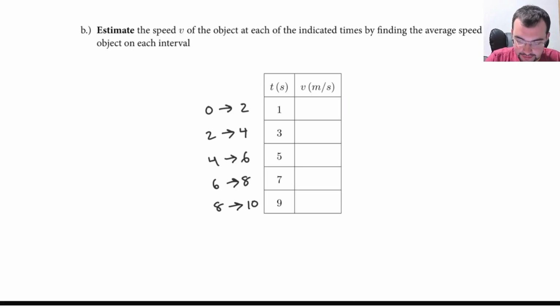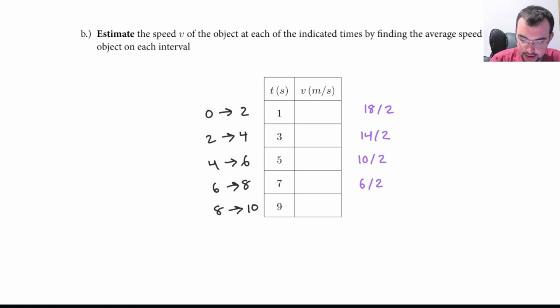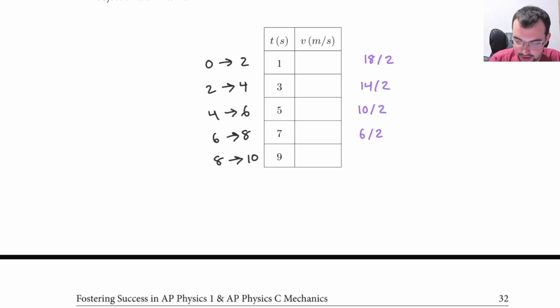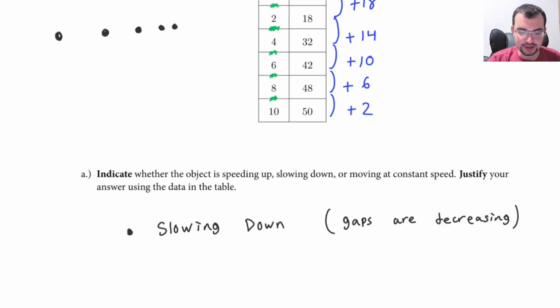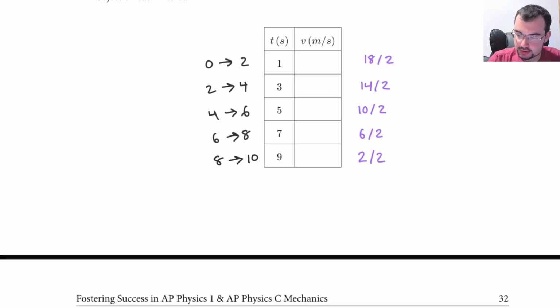So let's see. On my first 2 second interval, I went 18 meters, so this is 18 over 2. My second interval, I went 14, then I went 10, then I went 6, and then I went 2. Again, I'm dividing all the gap lengths by 2 because it was 2 seconds per gap. You went 18 meters in 2 seconds, so you get that speed. Just doing the division here, we get 9, 7, 5, 3, 1.